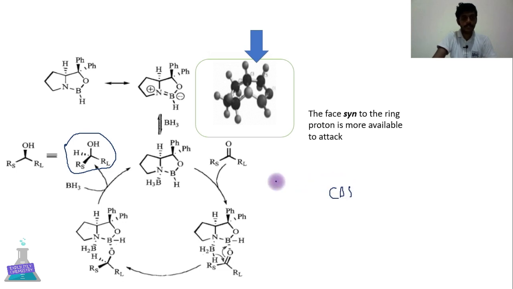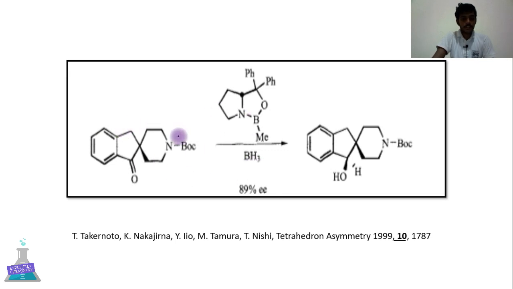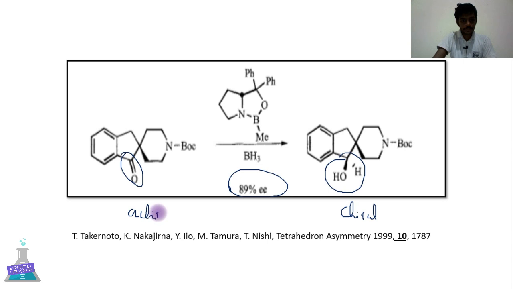Let's see some examples. This is the starting material. Here an achiral ketone is present. This is the catalyst and BH3 is added. It is 89% enantiomeric excess. The alcohol, which is chiral, is present over here. This is the chiral alcohol and this is an achiral ketone. This is taken from Tetrahedron Asymmetry.